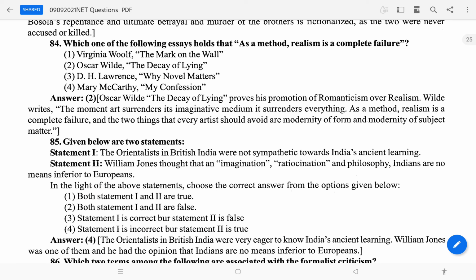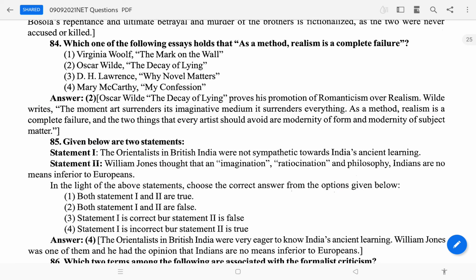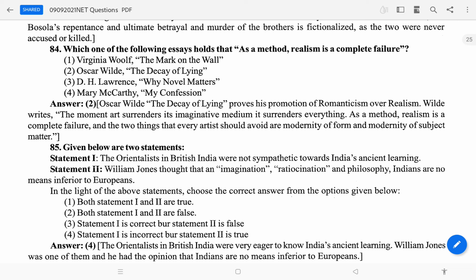Oscar Wilde writes, the moment art surrenders its imaginative medium, it surrenders everything. So he said that if you write realistic work, if you write in realism, the moment you surrender your imaginative power, you surrender everything, because imagination or your creativity is something which is literature as per him. Realism work is nothing. As a method, realism is a complete failure.